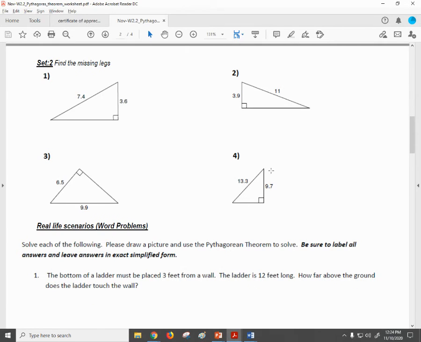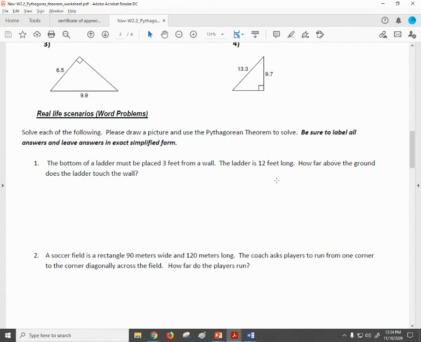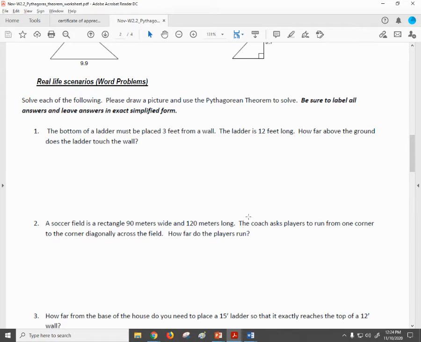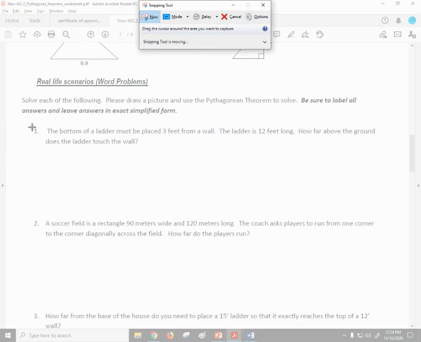Let me take one more question. Wow, I see that there are some word problems. These problems are real world scenarios. So let me copy a question from this.